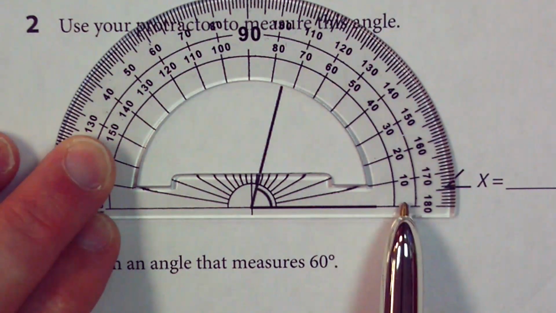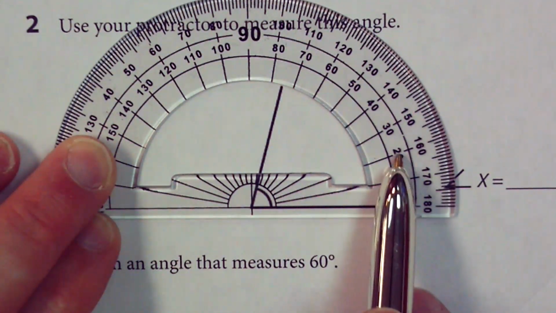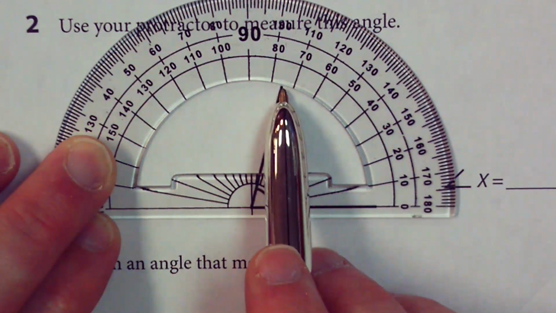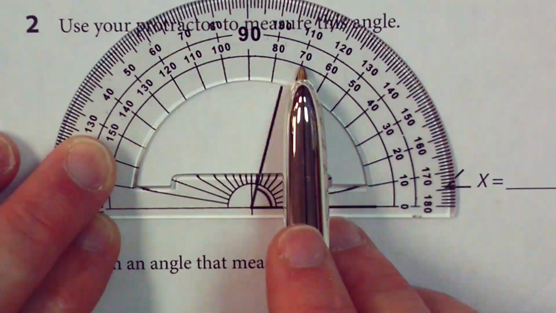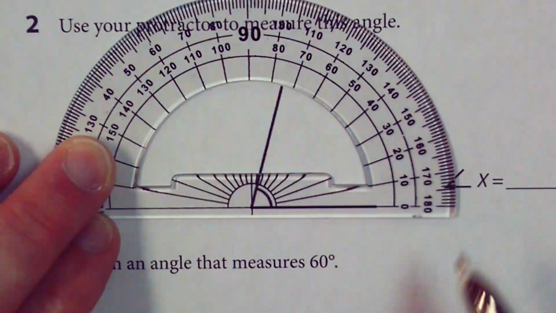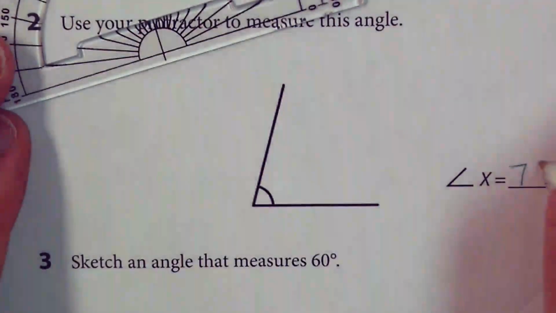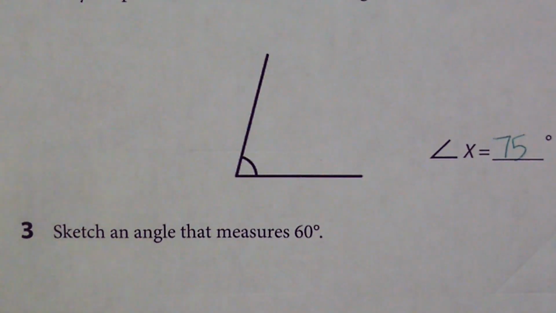So we have a 0, and then I count up, and I figure out what this is. Now this appears to be between 70 and 80. So what's between 70 and 80? Well, probably 75. Okay, we'll call that good.